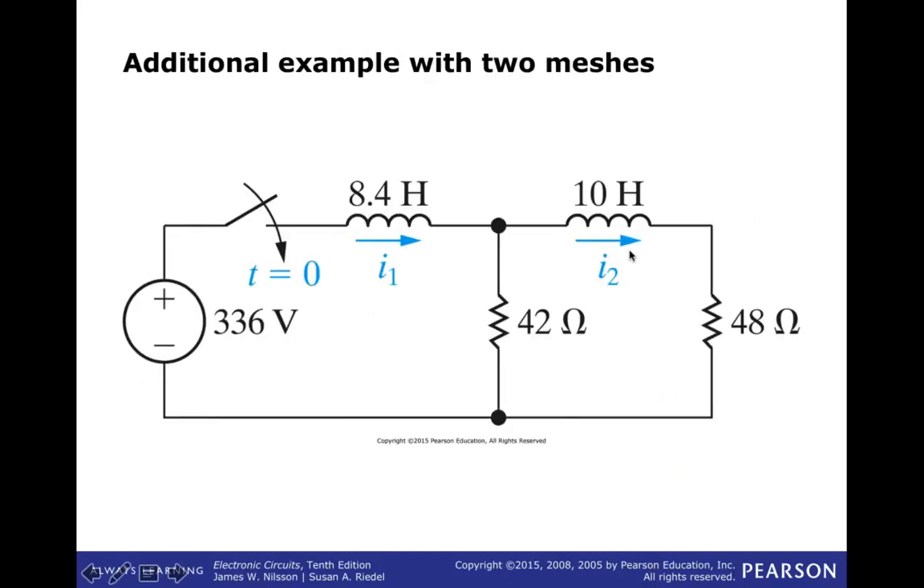Here's another example. In this example, we have two meshes. The switch was open, meaning no current could flow through this 8.4 henry inductor. This was a closed loop, which means that any current that was present in the 10 henry inductor before 0 has had more than enough time to drain away on the connected resistors. So we start out this problem with 0 initial conditions.